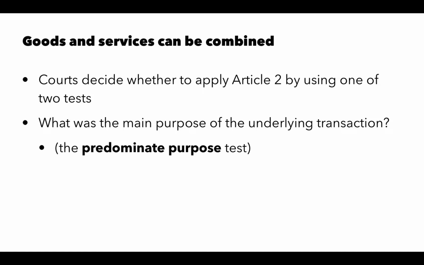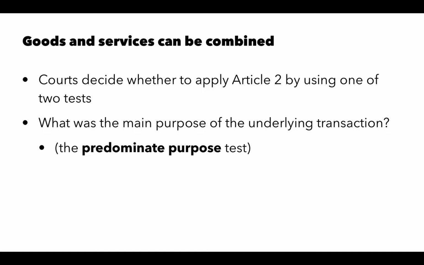So if Oklahoma State University decided to replace all of its chalkboards with electronic whiteboards, and they hired a company to install those, and $40,000 of the $50,000 contract was for removal of the chalkboards and installation of the whiteboards, and $10,000 of the $50,000 contract was for the whiteboards, then the predominant purpose was the installation of the whiteboards. Therefore, this contract would be governed by the common law.